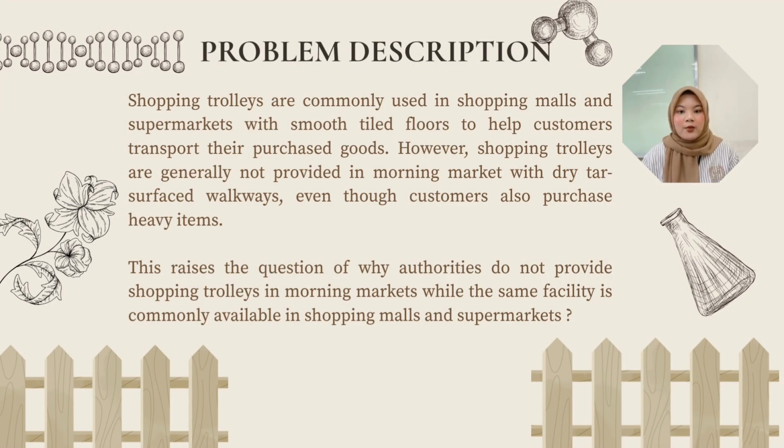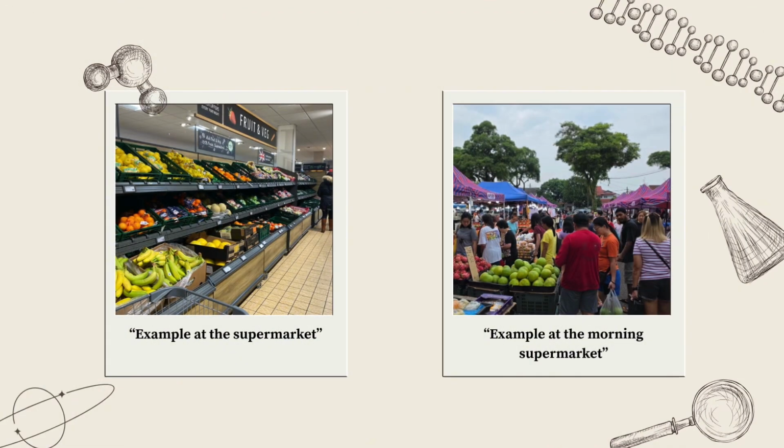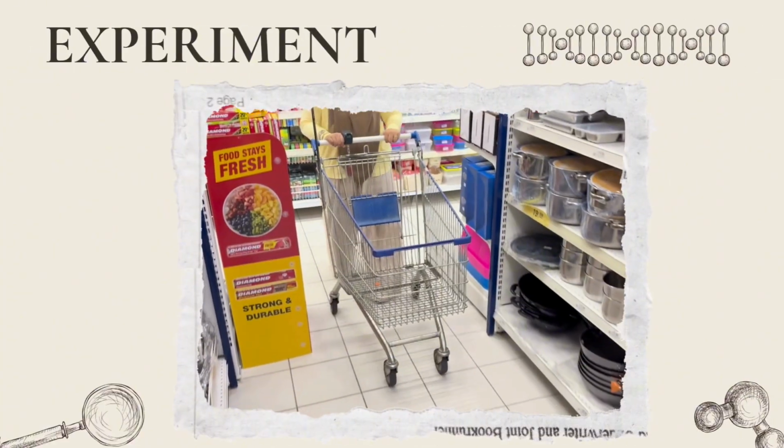Shopping trolleys are commonly provided in supermarkets to help customers transport heavy items. However, they are rarely available in morning markets, even though customers also purchase heavy goods. This raises the question: why do authorities not provide shopping trolleys in morning markets, while the same facility is commonly available in supermarkets? This is our video experiment.